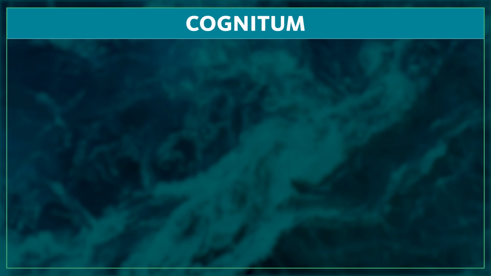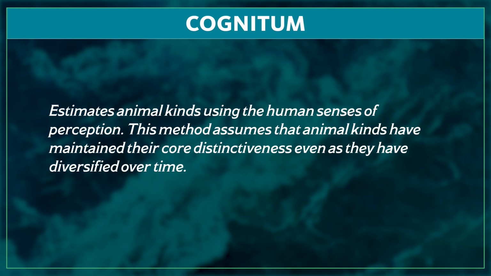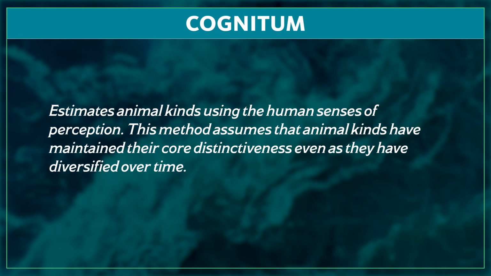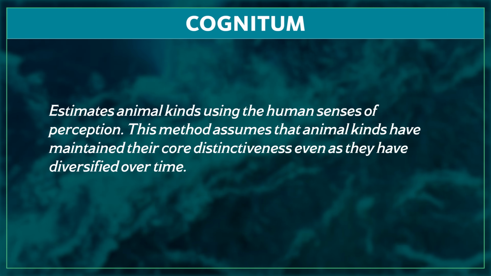Now, the cognitive approach is likely the most natural for people, as it estimates animal kinds using the human senses of perception. This method assumes that animal kinds have maintained their core distinctiveness even as they have diversified over time, meaning their overall design is equated with common ancestry. Presently, extinct animals are most often classified using this approach.